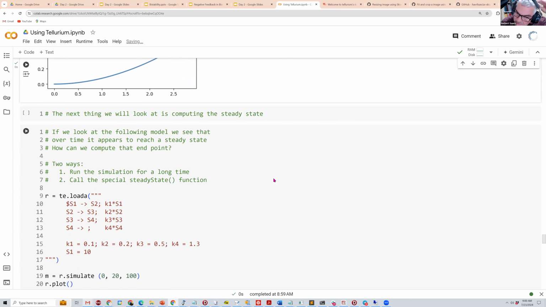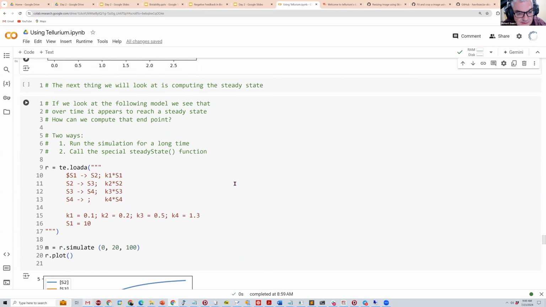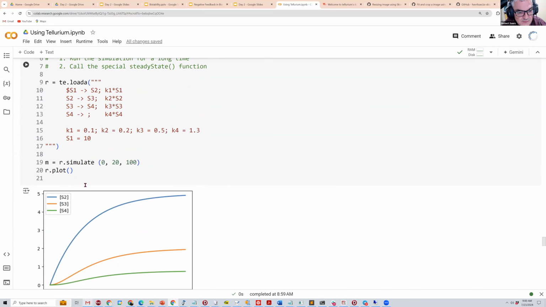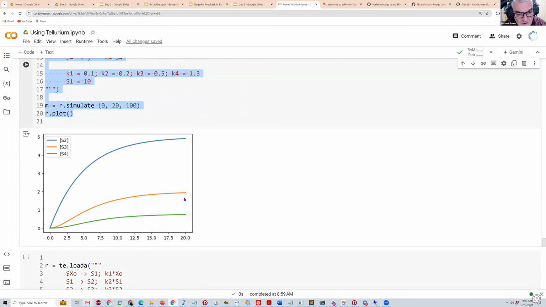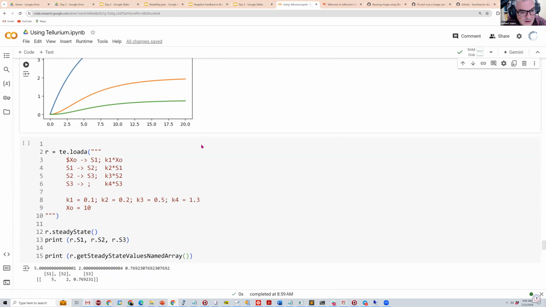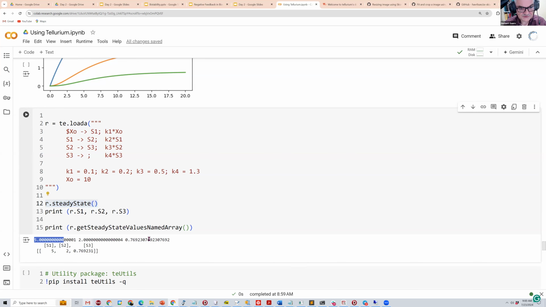So let's look at a little bit more detail at the steady state. All right. So this is just another one that does a time simulation. Gives me this. I've got three state variables, S2, S3, and S4. So I've got three plots here. I can get to the steady state immediately, as we said before, by calling r.steadyState. All right. Print them out. Here are the steady state values. Okay. So that's good.